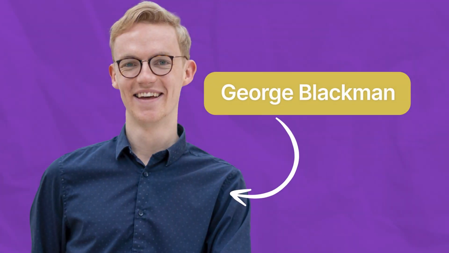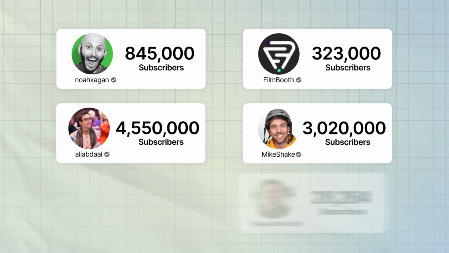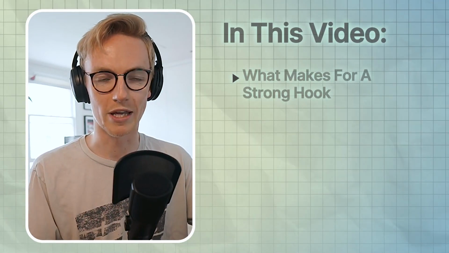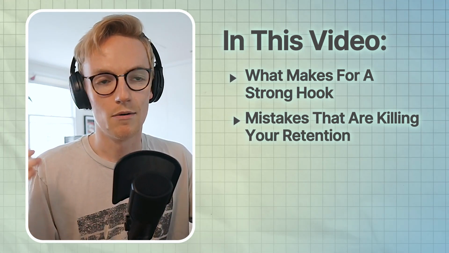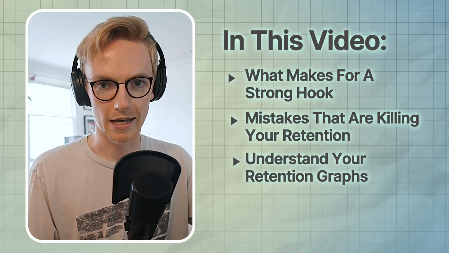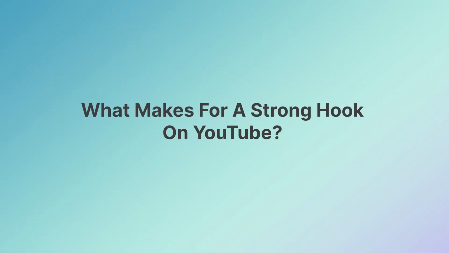George Blackman is a scriptwriter who has written YouTube videos for the likes of Noah Kagan, Film Booth, Ali Abdaal, Mike Shake, and Creator Wizard. In this video, he's going to be revealing what makes for a strong hook at the beginning of your videos, the mistakes that are killing your attention, how to understand your attention graphs, and his top 3 tips to improve your scripts. So George, what makes for a strong hook on YouTube?